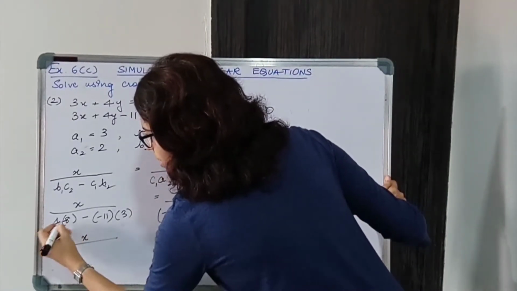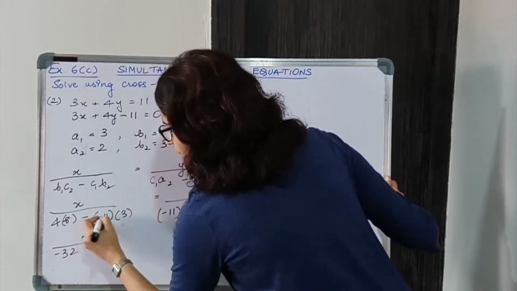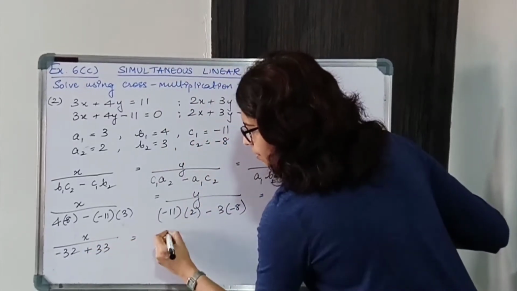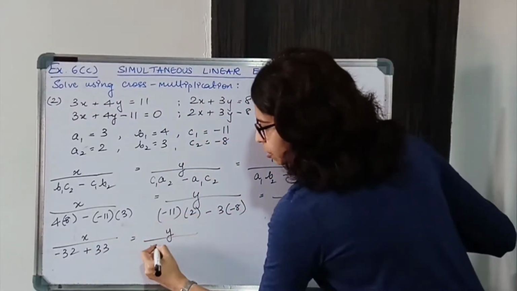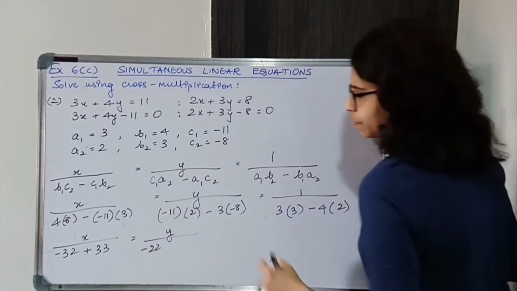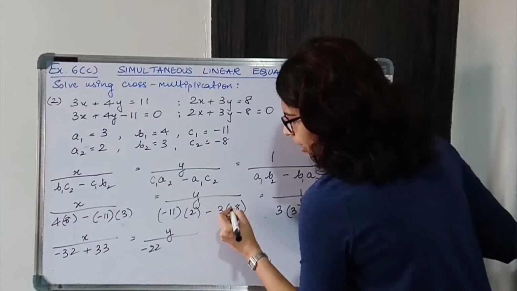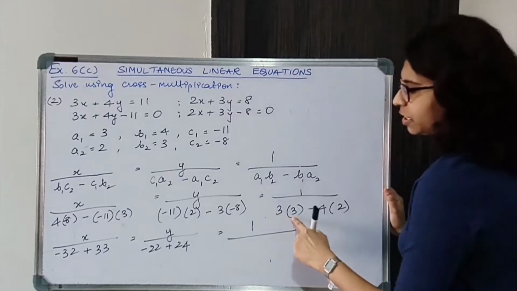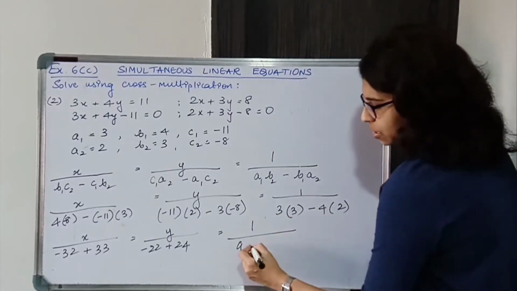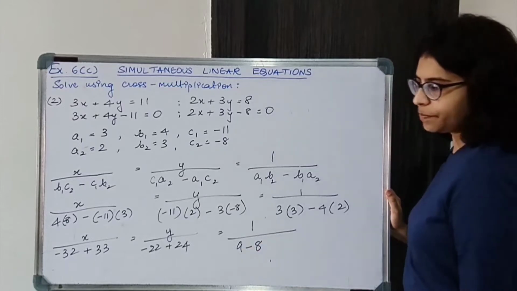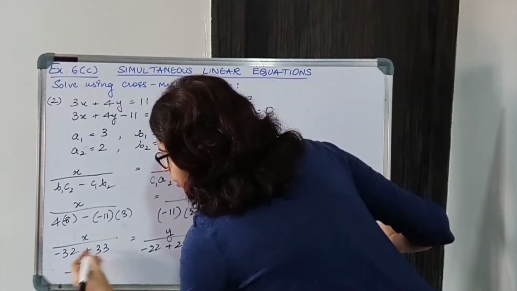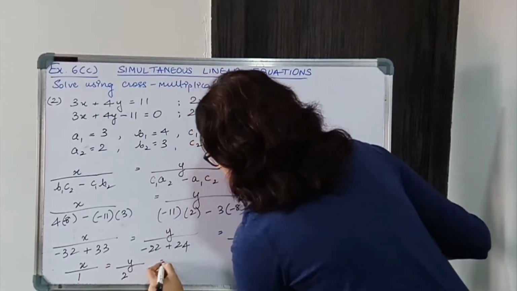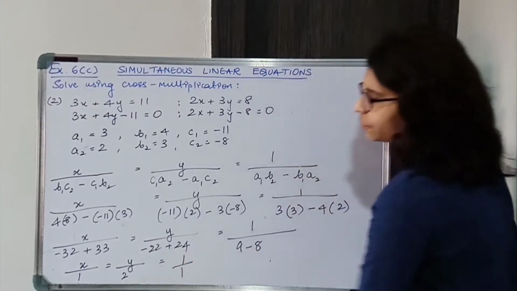So 8 4s are 32, plus into minus gives minus, minus into minus here will be plus, 3 11s are 33, 11 2s are 22, minus into plus gives minus, 8 3s are 24 and minus into minus gives plus, 3 3s are 9 minus 4 2s are 8. So we'll get x upon 33 minus 32 gives 1, 24 minus 22 is 2, and 9 minus 8 is 1.